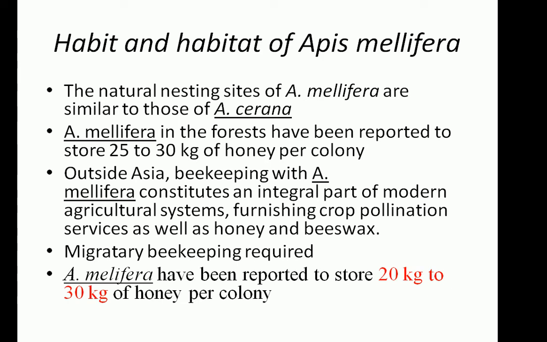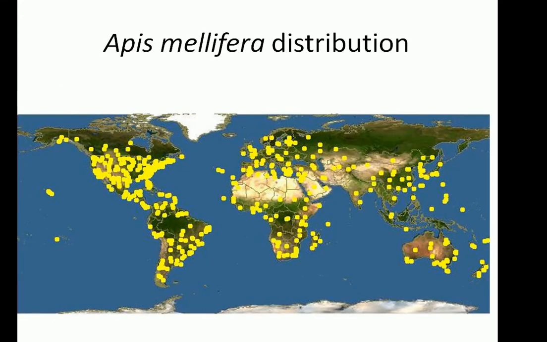Therefore, Apis mellifera is very important to the beekeeping process. But migratory beekeeping is required. Apis mellifera has been reported to yield about 20 to 30 kg per colony. You can look at this map. In that map, only some part of the temperate region is left out. Otherwise, all parts are covered by Apis mellifera.